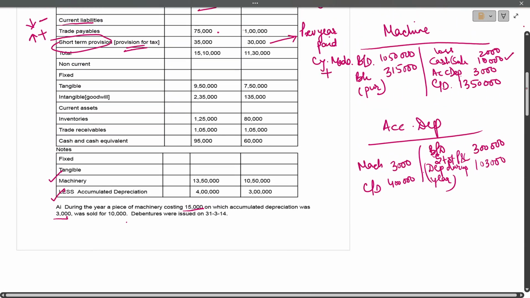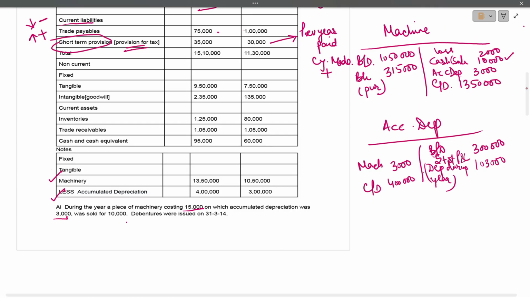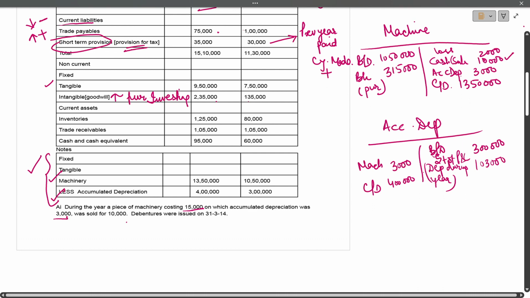We have fixed, under that tangible asset. Tangible assets given under notes, which I have already treated, so this doesn't need any working. We have intangible goodwill. From 135 it becomes 235. There is an increase. Increase in goodwill is purchase, and purchase is investing activity. So let me move to that.